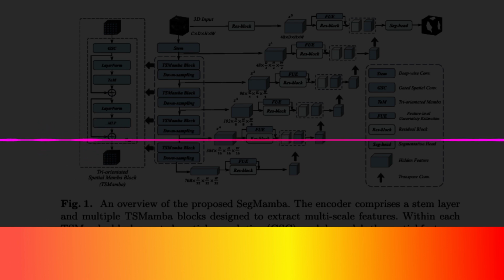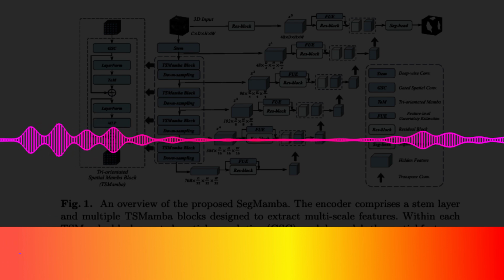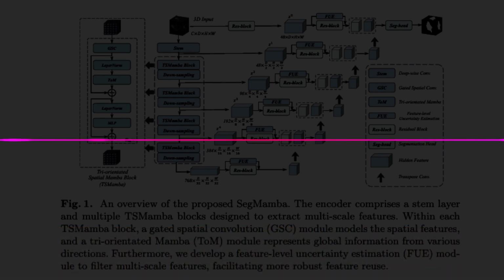Okay, so the encoder takes the image, runs it through an initial stem layer to get some basic features. Right, using a depthwise convolution, a fairly standard start. And then passes those features through a series of these TS Mamba blocks, each doing that GSC then TOM process. Precisely. Refining the features and understanding context at multiple scales as you go deeper into the network.